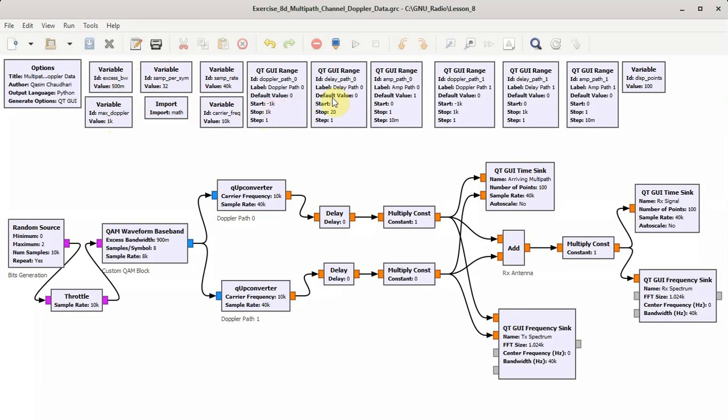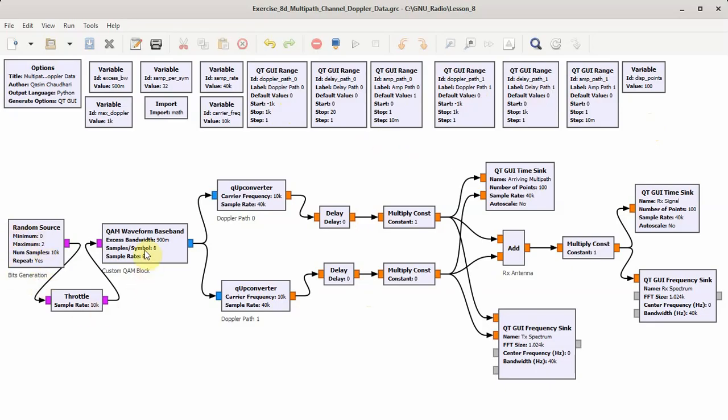Then instead of only delay and amplitude, we have a Doppler of path 0 as well. Similarly, in addition to amplitude and delay of path 1, we have the Doppler of path 1. We have chosen two paths instead of three so as to clearly see the effect on the waveform.